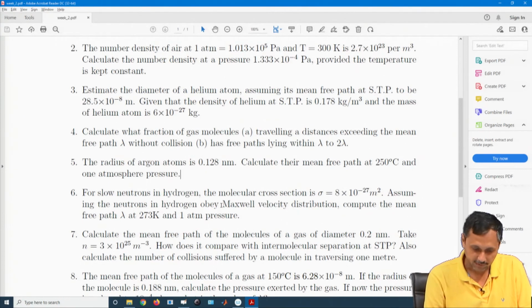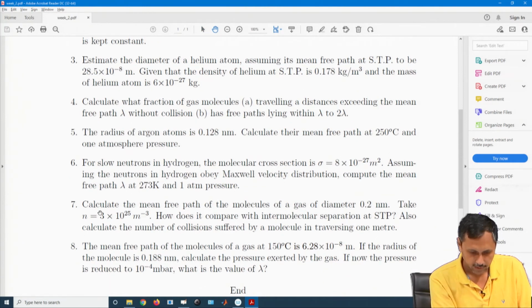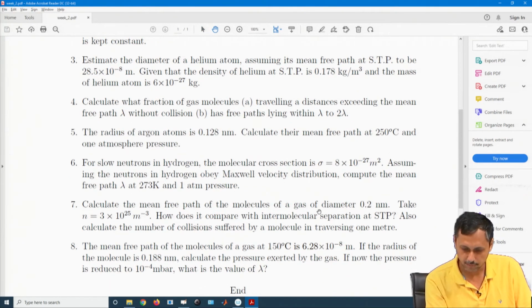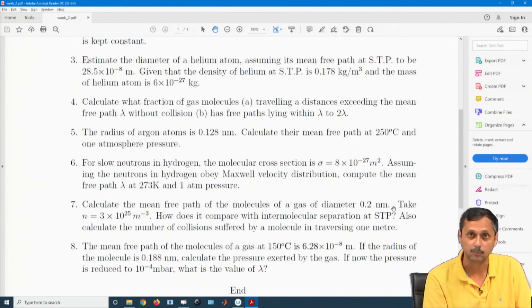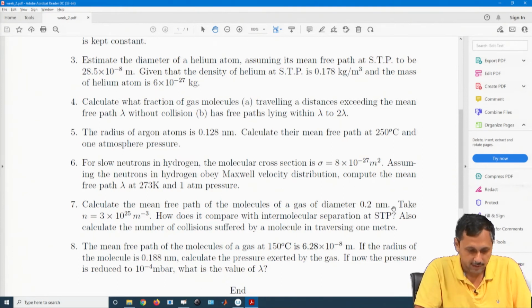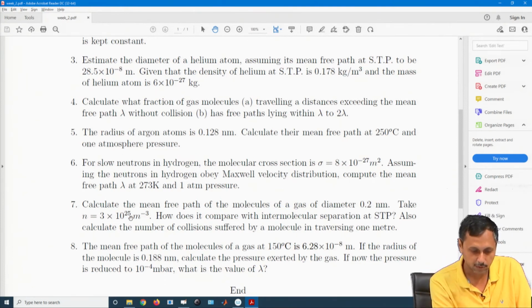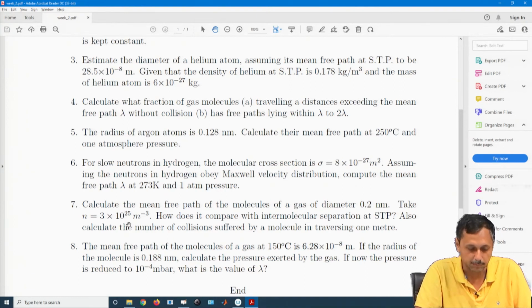Right. Problem number 7. Calculate the mean free path of the molecule of a gas of diameter 0.2 nanometer. Simple. Take n is equal to 3 into 10 to the power 25 per meter cube. So, the number density is given, the diameter is given, right. So, computing the mean free path is actually very easy.